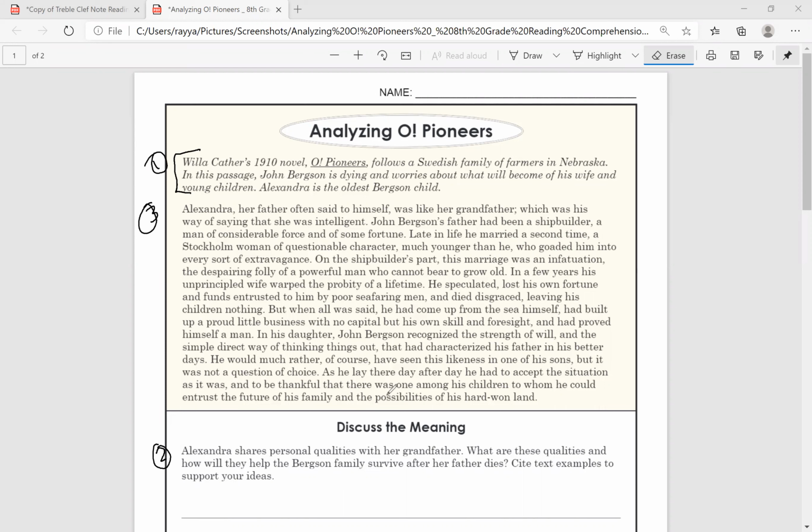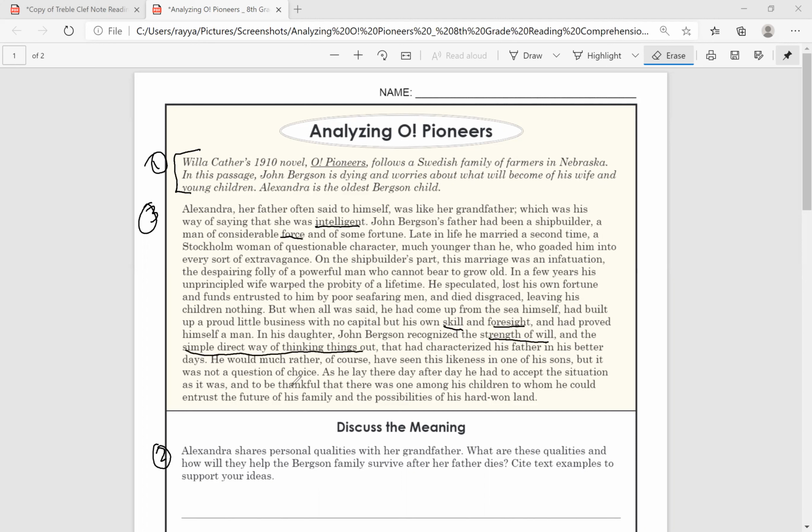Since we're looking for qualities, we're going to note things such as, oh, look, intelligence, that can be considered a quality. We can see things here, considerable force. And then as we continue on, "when all was said and done, but nothing with his own skill and foresight, he had proved himself a man." And here in his daughter, John Bergson recognized the strength of will and the simple, direct way of thinking things out.